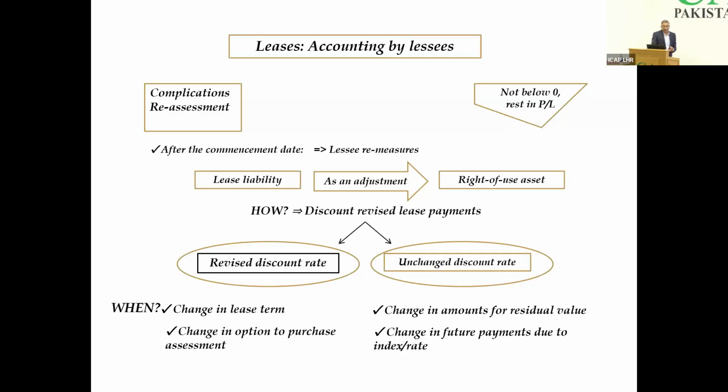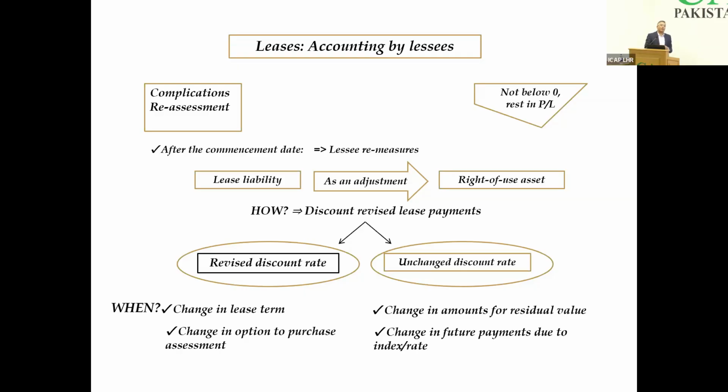So here is a decision tree. After the commencement date, the lessee remeasures the lease liability, and then makes an adjustment to the right of use. As is clear from the presentation, first you determine the lease liability, and you compare the new value of the lease liability with the carrying value of the lease liability. The difference, if there is any, will be adjusted against the right of use.